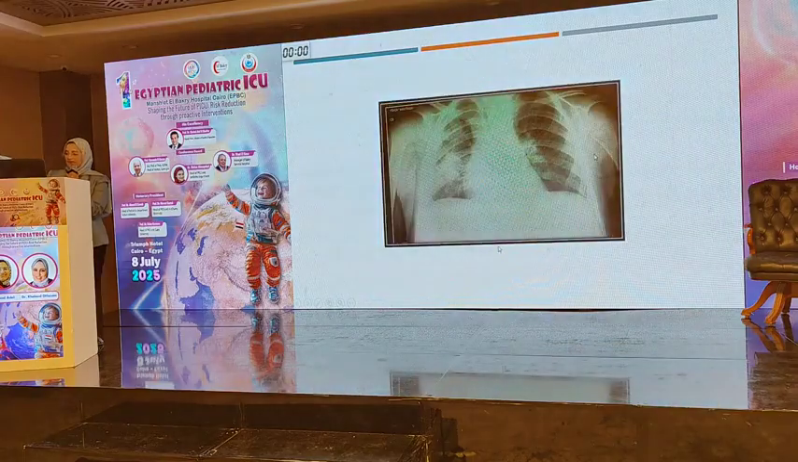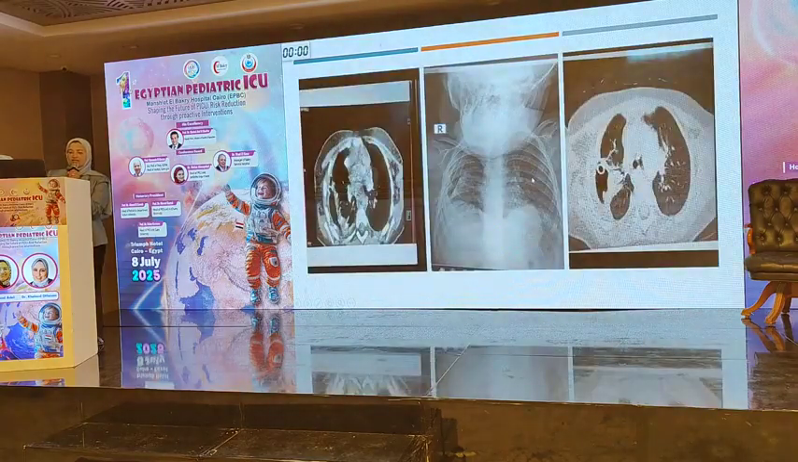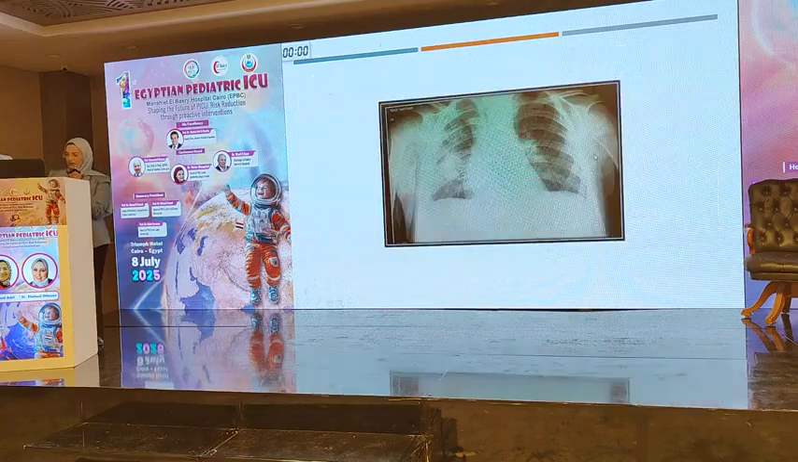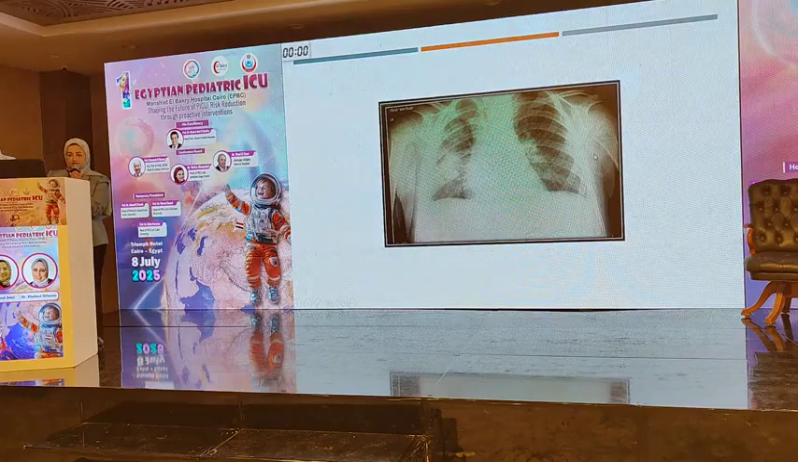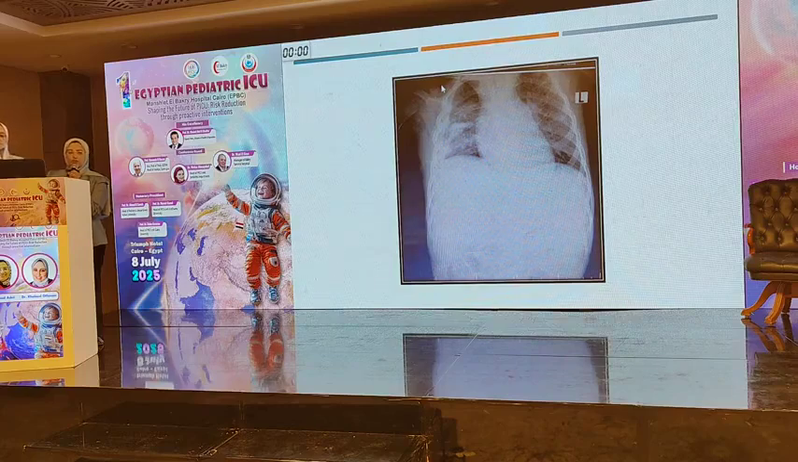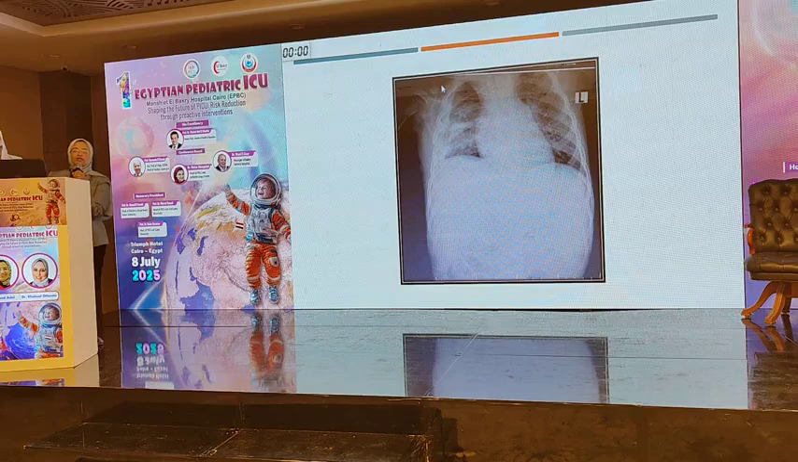And the chest X-ray: this is the chest X-ray done before removal of the chest tube. This is the first chest X-ray done after removal of the chest tube, and this is the last one, done without the chest tube. There is improvement in the lung condition on the right side. There is a patch of pneumonia, but the general condition of the patient was good, with oral feeding and normal acute phase reactants.